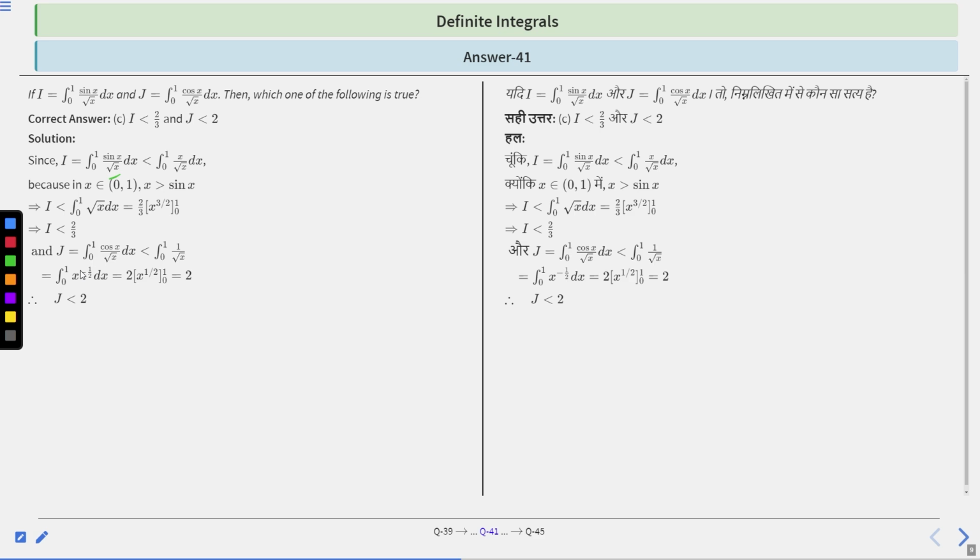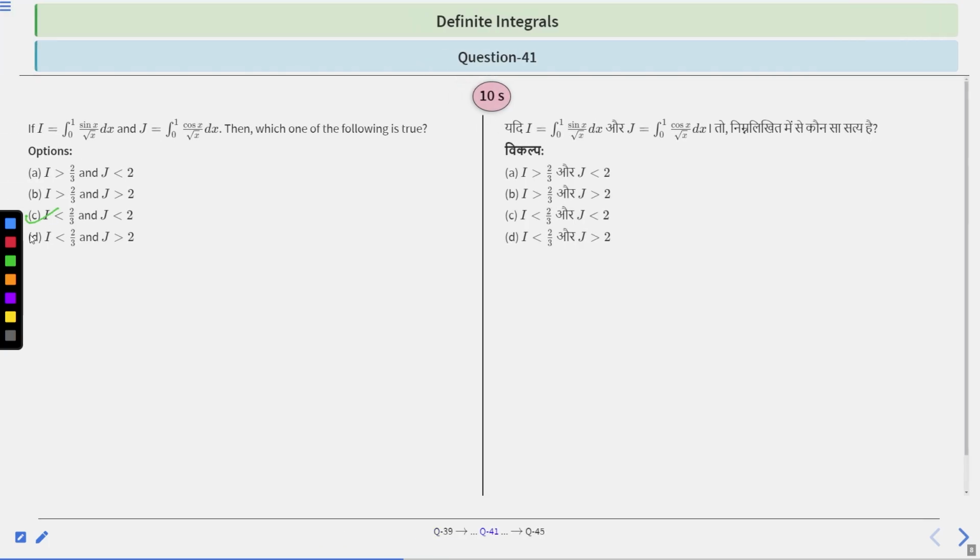And J, let's calculate J. So from 0 to 1, cos x is basically less than 1, right? Therefore, J, which is the integral from 0 to 1 of cos x upon root x dx, is less than the integral from 0 to 1 of 1 by root x, which is equal to the integral of x to the power minus 1 by 2 dx, which is 2 into x to the power 1 by 2 from 0 to 1. So when we put the limits from 0 to 1, you will get 2. Therefore, J is less than 2. Clear? Therefore, I will be less than 2 by 3 and J is less than 2. Right. So option C is the right choice. Okay.